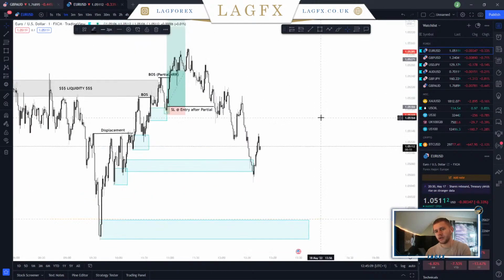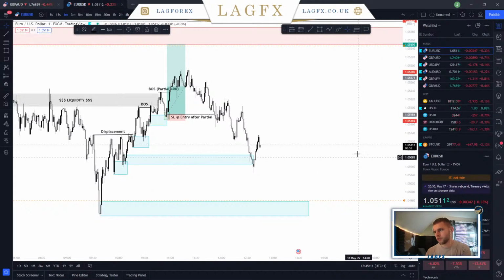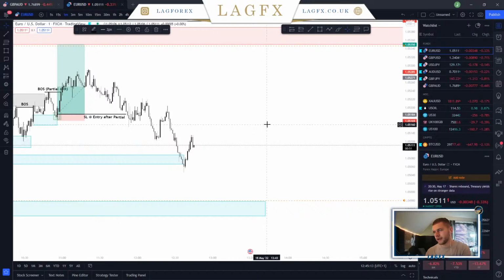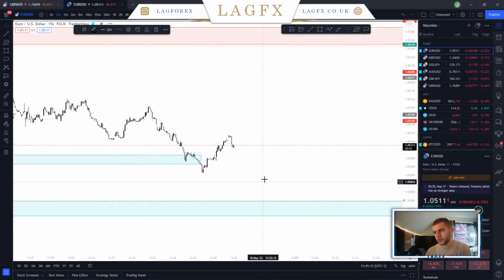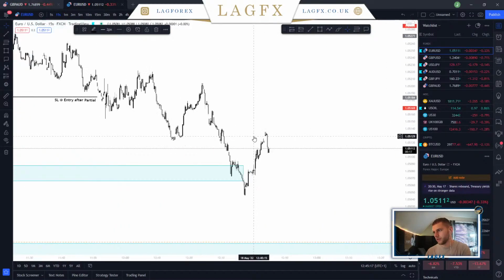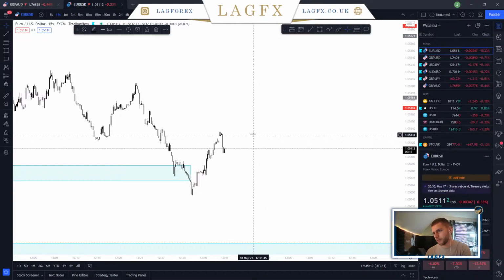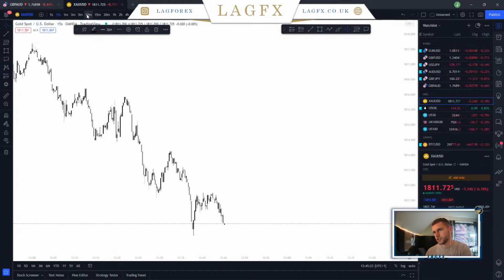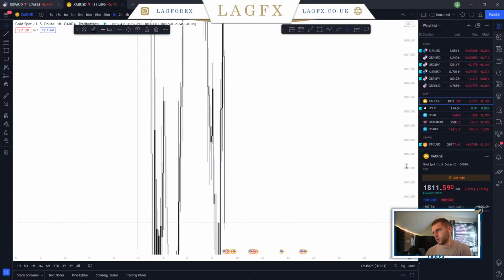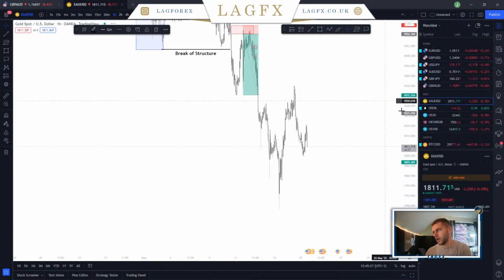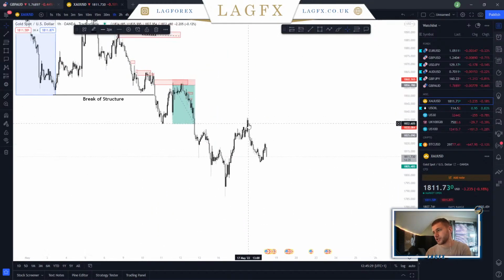But as of right now, it is more of a waiting game for us. As stated with this market, we could arguably look to sell, but to me it's not confirmed enough that I want to do that. So I'm just going to hold off, take a quick scan of gold, potential for a nice trade there.